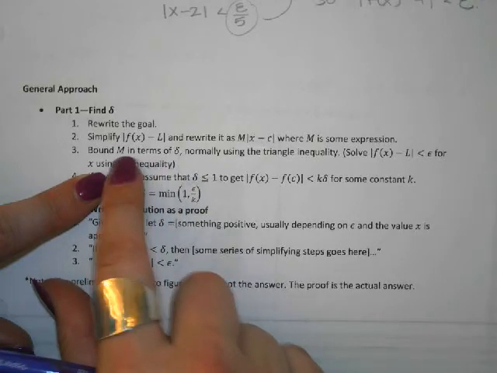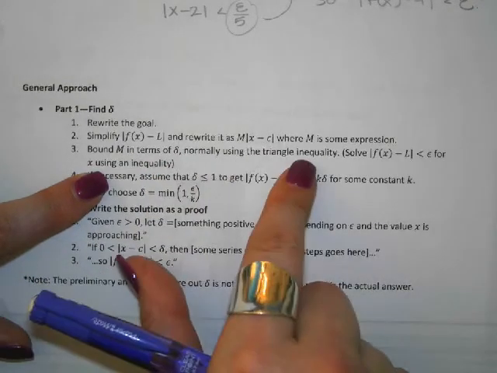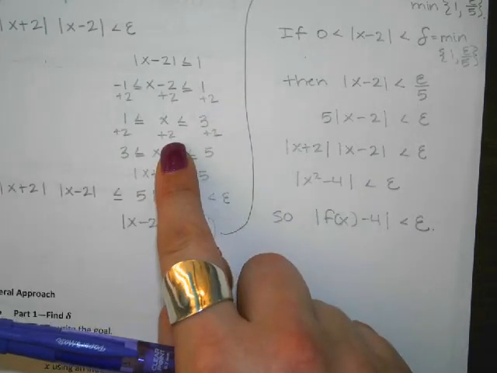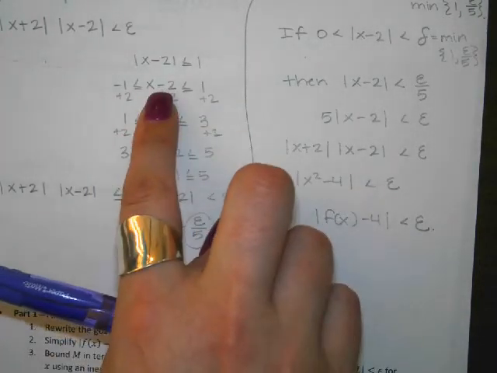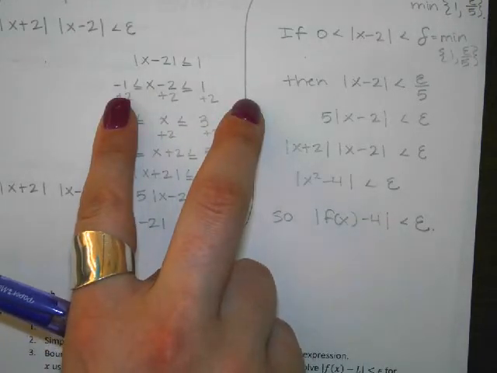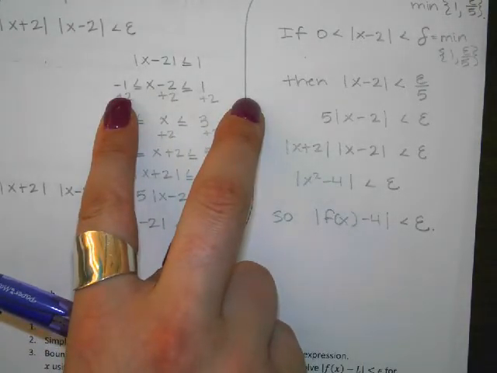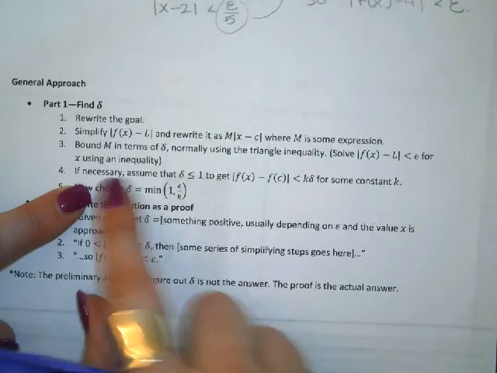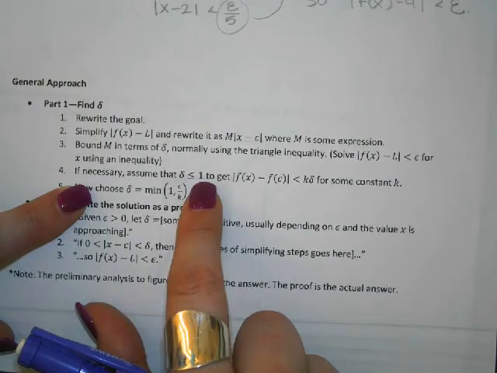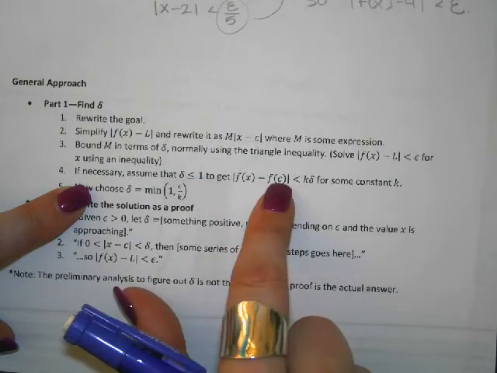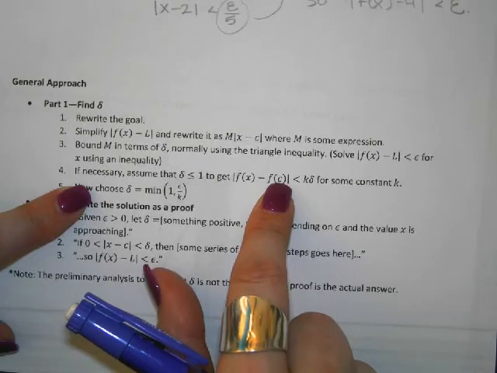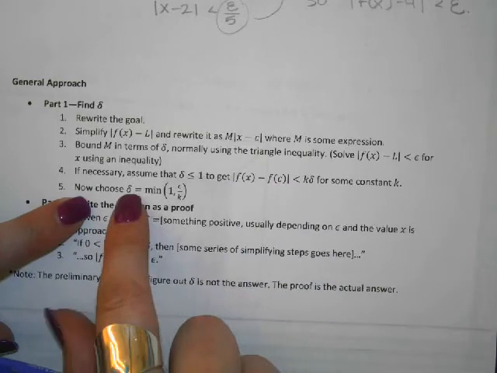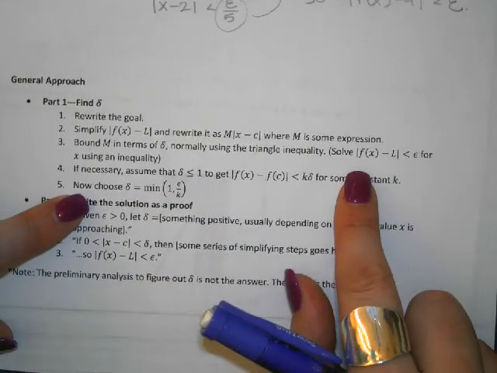And then it says bound m in terms of delta, normally using a triangle inequality. That's an inequality where you have something in the middle you're solving for and two numbers on each side. So that's not anything you haven't seen, you just probably haven't heard it called that before. And then it says, if necessary, assume that delta is less than or equal to 1 so that you can get this sort of thing happening. That's exactly what we were doing before, where we said x minus 2 is less than or equal to 1. And then it says choose, so you can see we did all of those things.